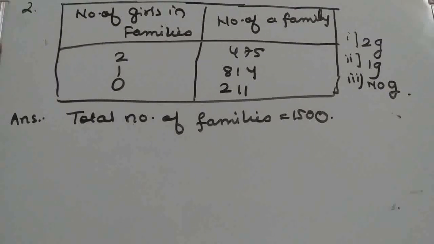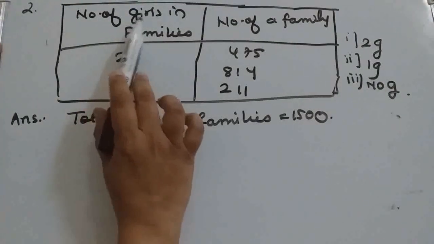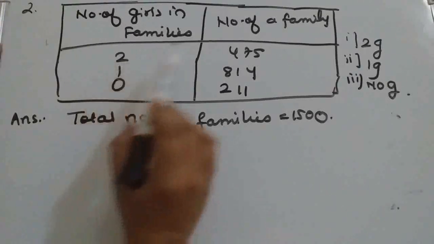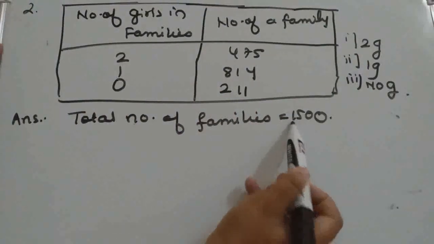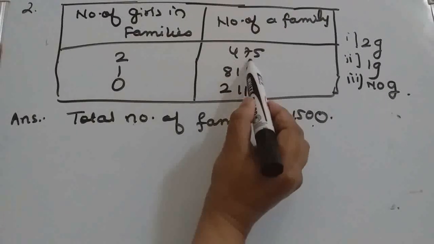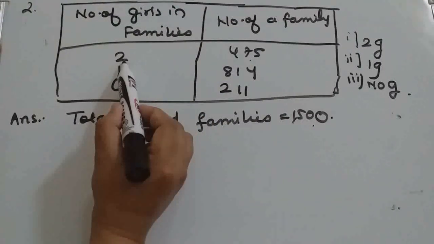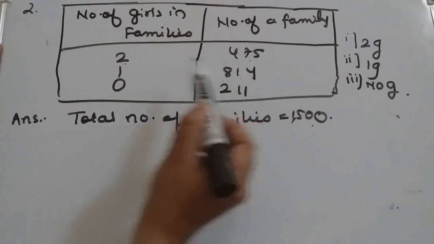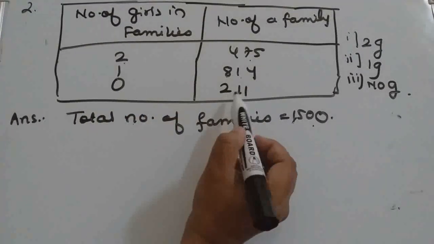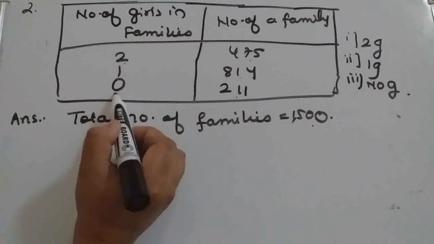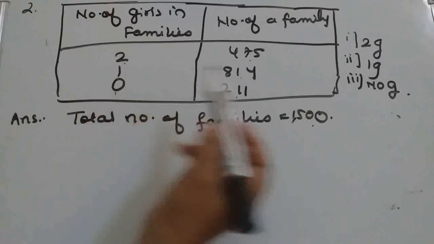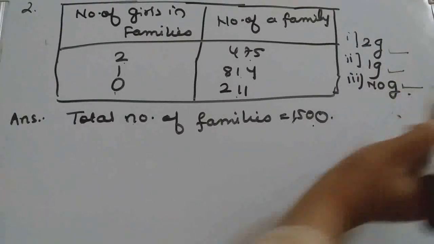With 2 children were selected randomly and the following data were recorded. Which of the following data? The following data: the number of girls in families. So in 475 out of 1,500 families, 2 girls are there. In 814 families, 1 girl is there, and in 211 families, no girl is there. 0 girl means no girl, isn't it? Now we should find the probability of a family chosen at random having 2 girls, 1 girl and no girl.